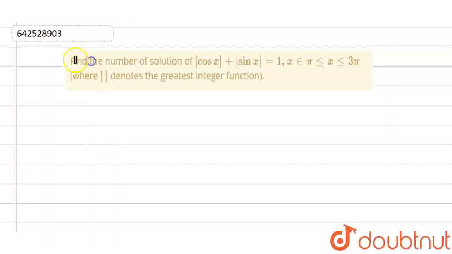The question given to us is to find the number of solutions of the greatest integer function of cos x plus mod of sin x equals 1. Only cos x is in the greatest integer function, and x ranges from greater than or equal to pi to less than or equal to 3 pi, where the bracket denotes the greatest integer function.